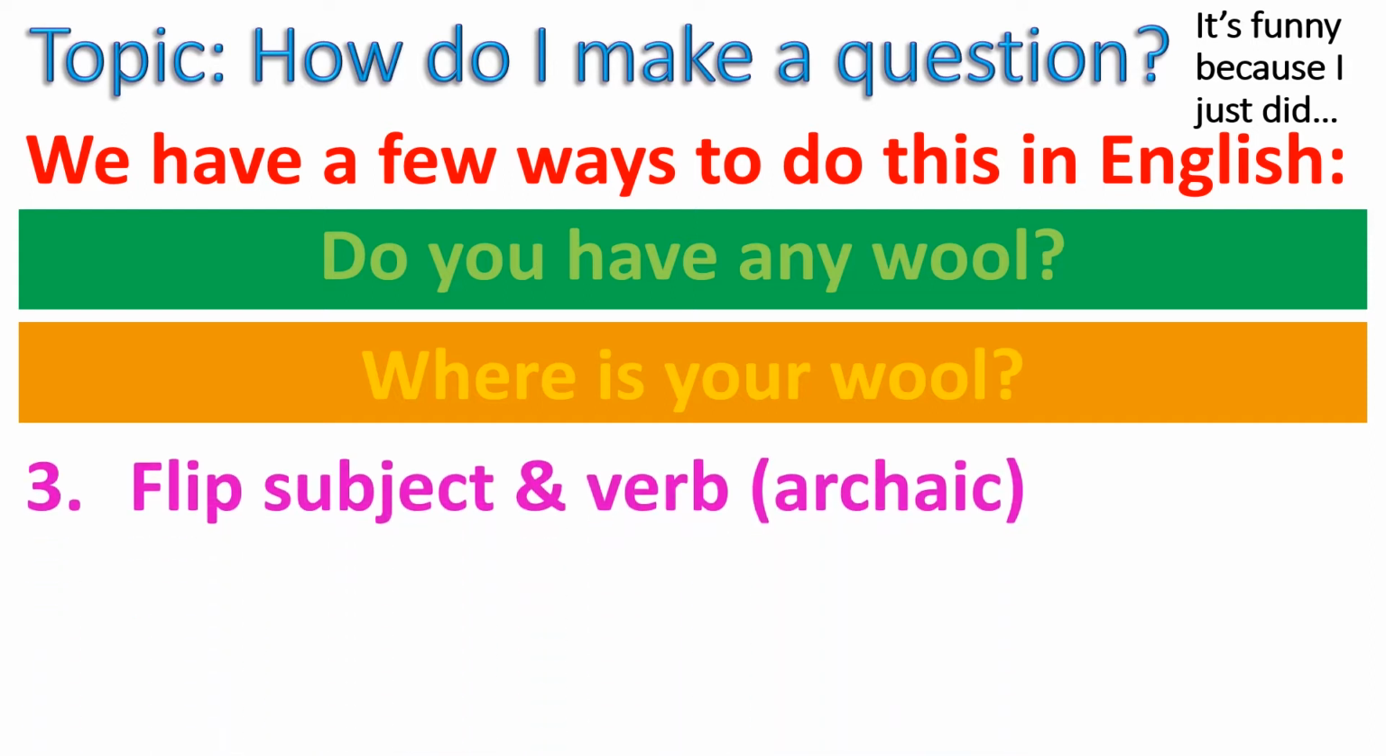Third way of doing it is to flip the subject and the verb. Now, a quick disclaimer here, you don't use this method to ask questions because you speak modern English. This is an archaic way of doing it. That means old-fashioned. But you'll see this surviving in some old-fashioned stuff like old writing, or, for example, old nursery rhymes like Baa Baa Black Sheep, have you any wool? Notice how I flip the subject and the verb there.